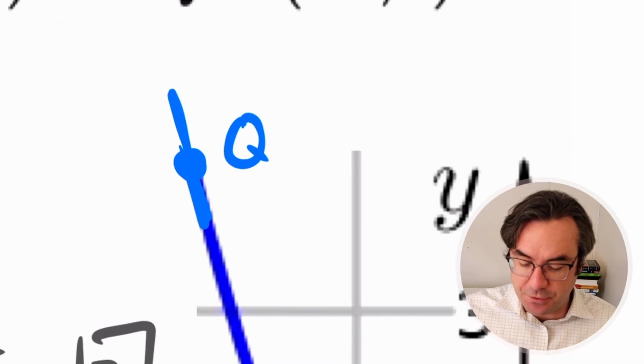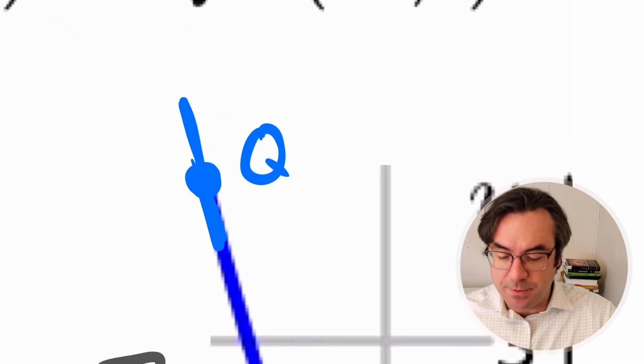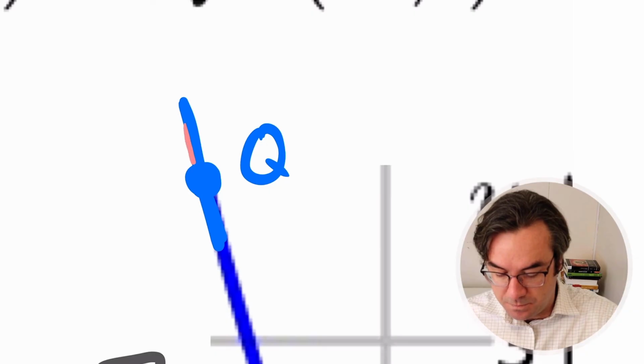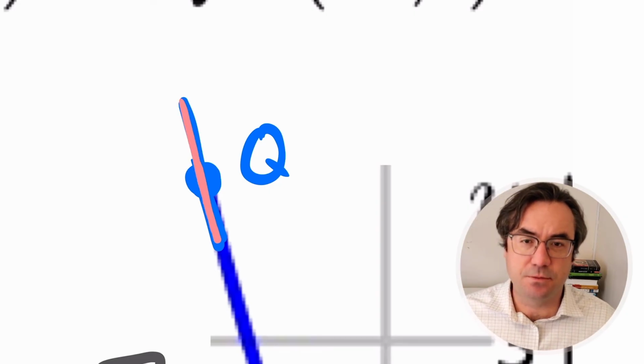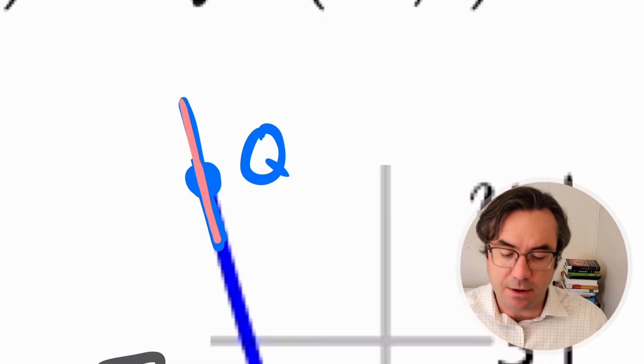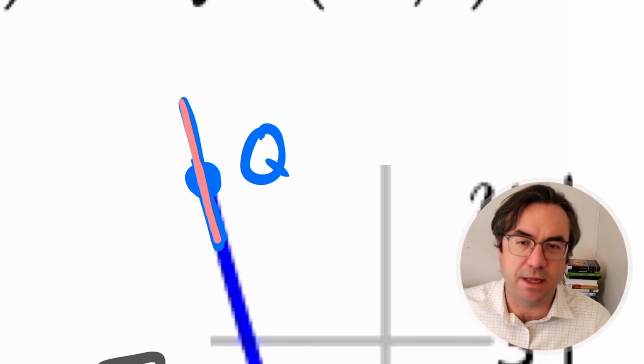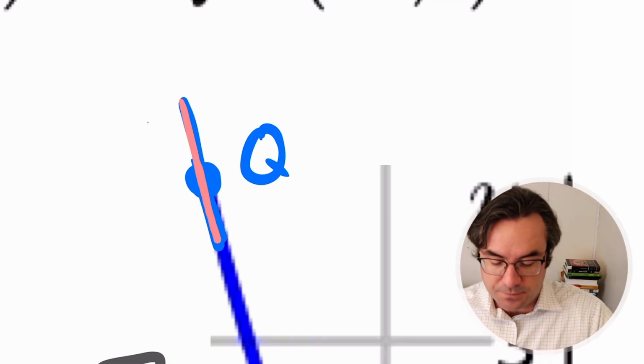So let's actually do it at point Q here. So we zoom in and we draw a little line segment, and I want it to overlap. So that would look pretty good. Now, what would not be a good little line segment to draw? Well, something like this.